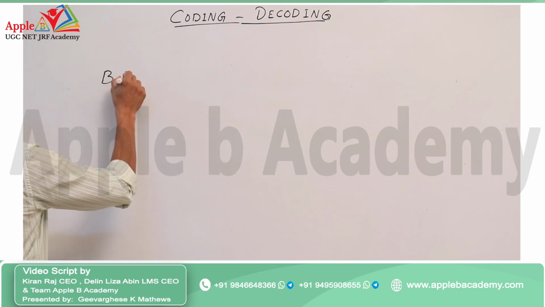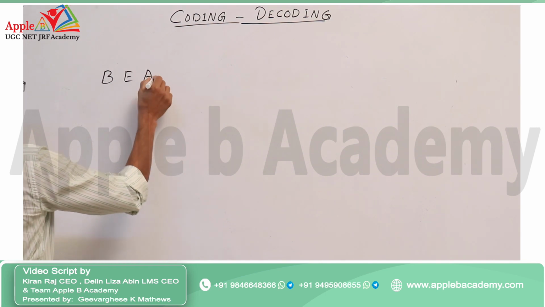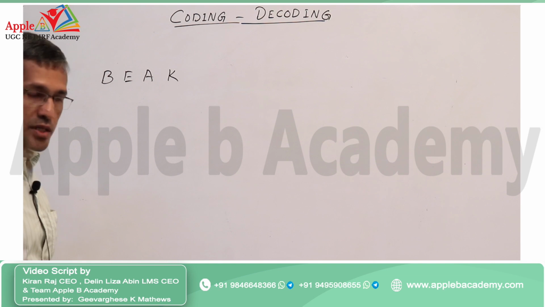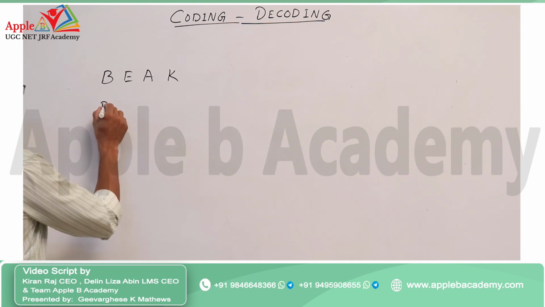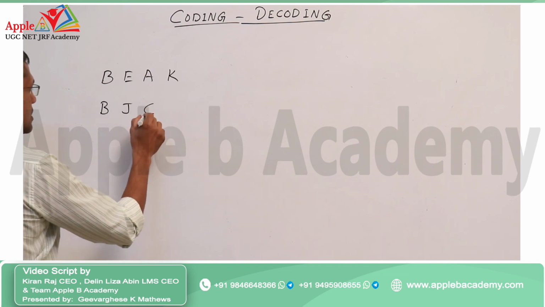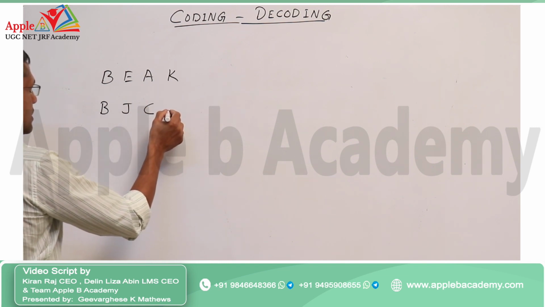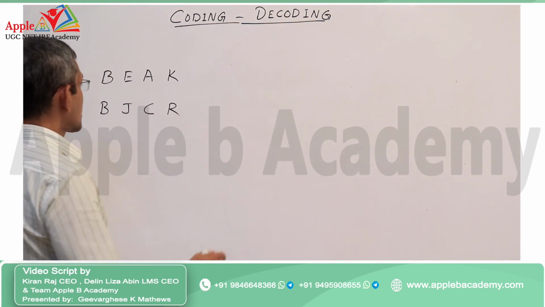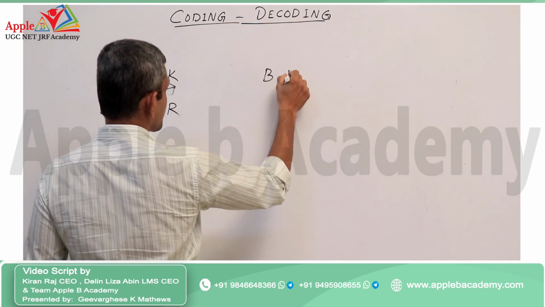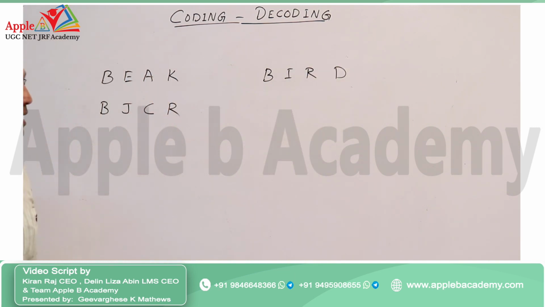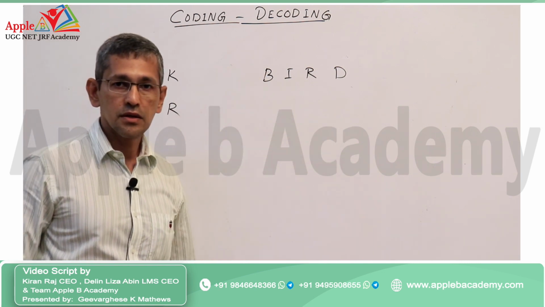B, E, A, K, beak. So beak is coded as B, J, C, R. If that's the case, then what is the code for bird? If beak is B, J, C, R, then what's the code for bird?